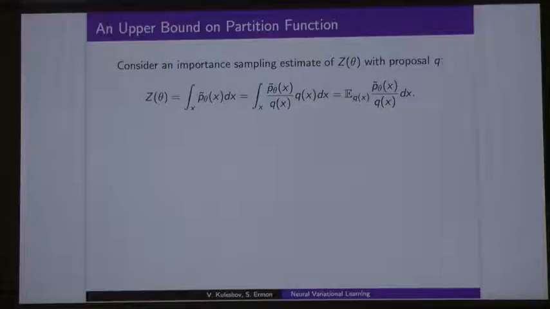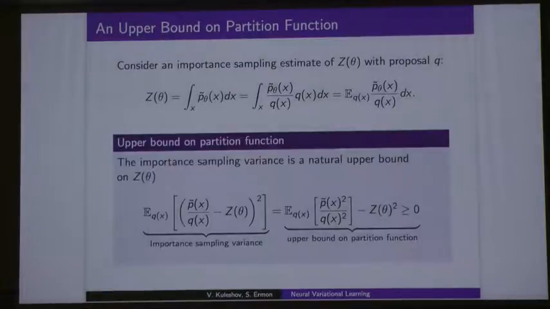So the key part that makes it work is a variational upper bound on the partition function. Typically, if you do the standard ELBO, this gives you a lower bound, which is not suitable for learning. So the key observation is that, first, if we consider an importance sampled estimate of the partition function Z, where Q is the proposal distribution, then the variance of this estimate represents an upper bound on Z squared. And we can use this as our upper bound.